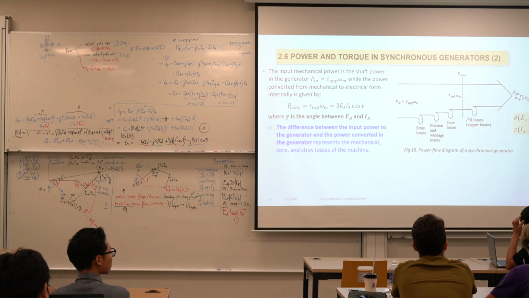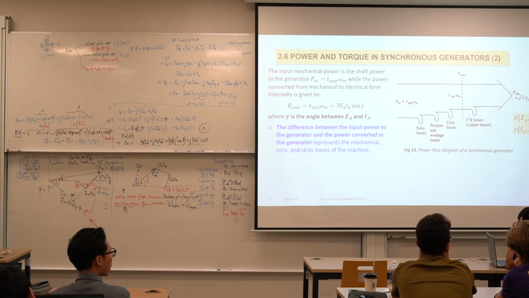Remember P convert? P convert means we have the power conversion from the rotor to the stator, or vice versa, from stator to rotor. Sometimes we say converted power, sometimes we say air gap power, the same. And this is P convert.